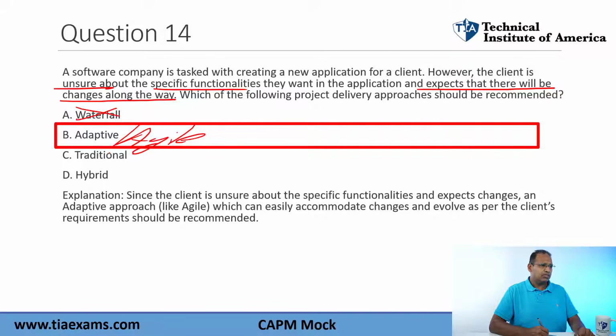Waterfall and traditional are the same thing. Waterfall and traditional, this is when the scope will not change. The scope should not change. Like, let's say you have a plan and it's approved, and you've got all the project plan ready and you build, you're building a 50-story skyscraper and everything is approved.